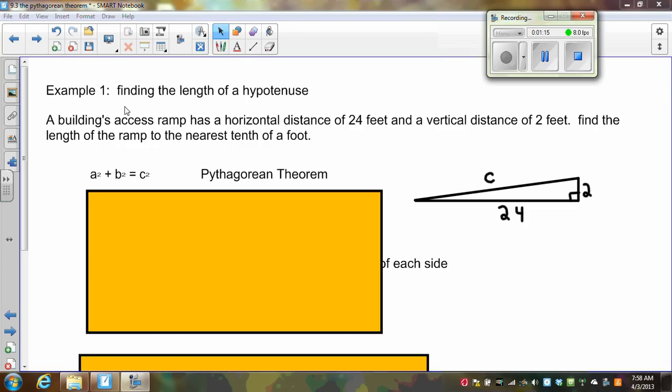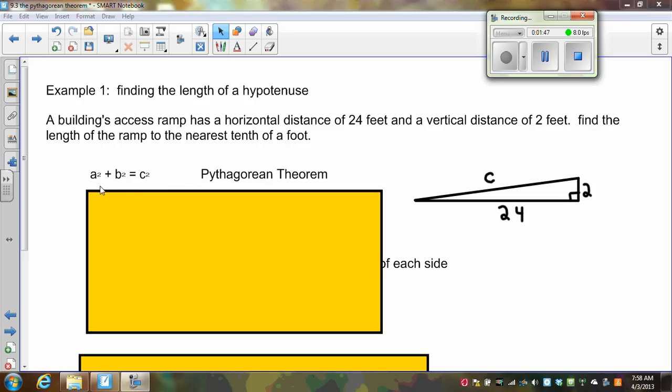So if we were given the problem, we need to find the length of the hypotenuse. A building's access ramp has a horizontal distance, and horizontal is always this x direction, of 24 feet and a vertical distance of 2 feet. I find it helpful to draw a triangle, so that's what I did here. They've given us this distance horizontally and the vertical, and we want to find the length of this ramp. So it's not this distance, it's the length of this straight hypotenuse.